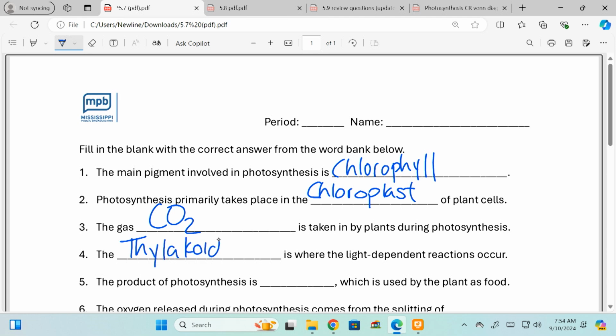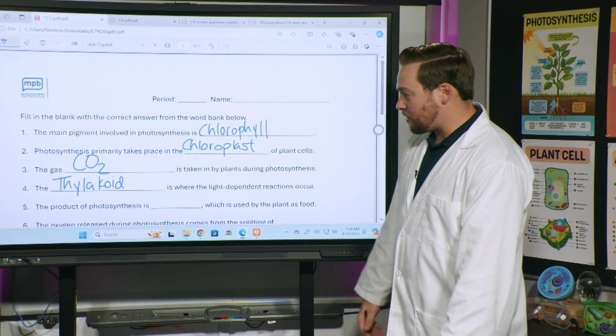That's the thylakoid, okay? They look like little green pancakes. Let's go to the next one, 5.